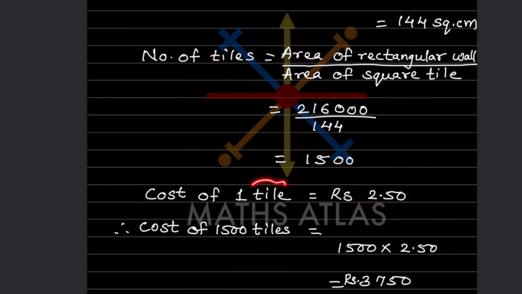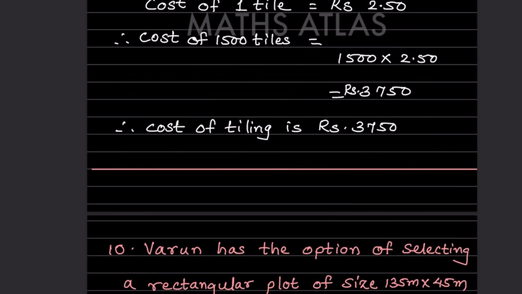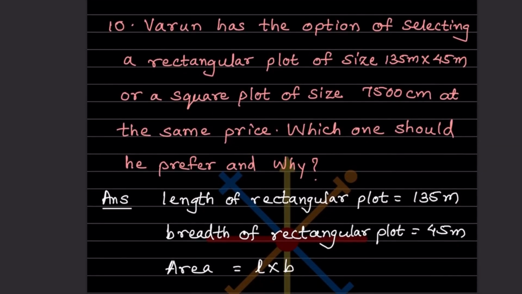So here see, tile is there, tile together. So 1500 should be written over here. Now what are you going to do? You are going to cross multiply. So 1500 multiplied by 250 divided by 1. Usually we don't write the 1. So when you multiply this, you get 3,750 rupees. So the cost of tiling is 3,750.